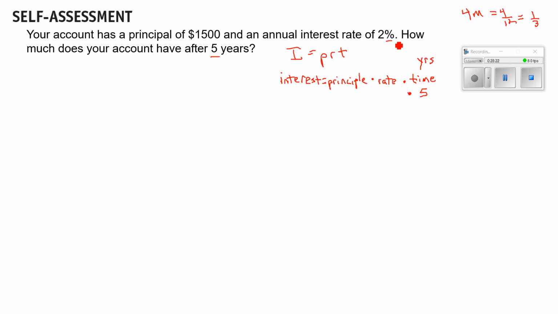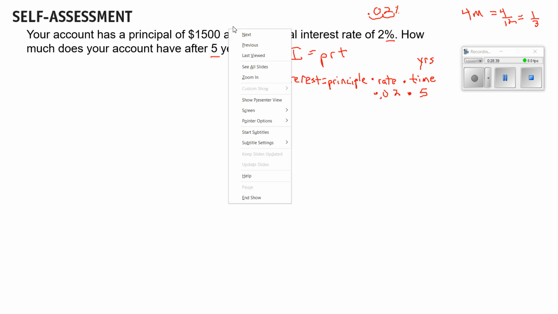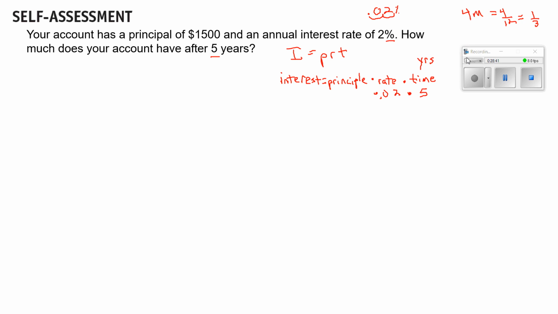We can't put a percent sign in this equation. So we can remember that we could turn a percent into a number by moving the decimal over 2 places. So this would be 0.02. And the principal, they already told us, was 1,500. So we could put 1,500 as a principal. This is going to equal our interest.